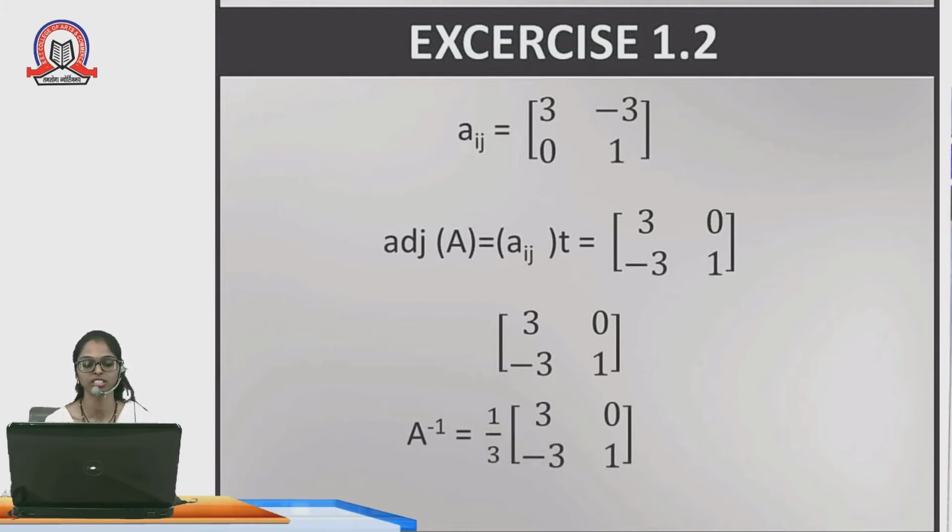Next, A inverse. Now what is the formula of A inverse? 1 upon determinant, that is 1 upon 3, into adjoint of A. Adjoint of A is first row 3 0, second row is minus 3 1.